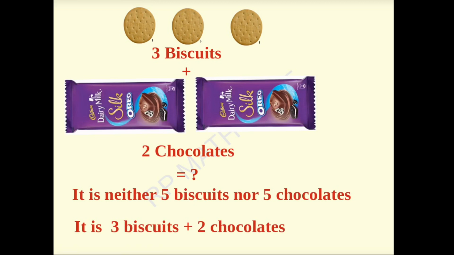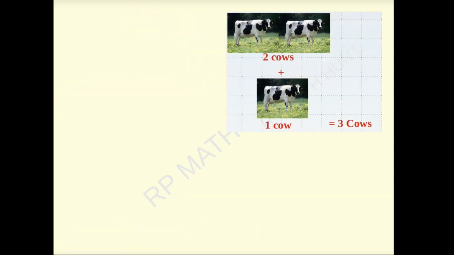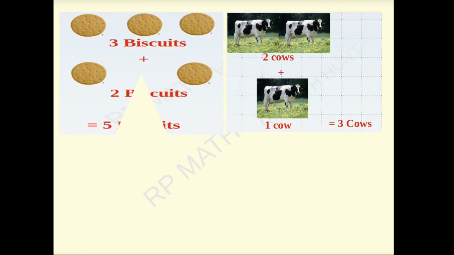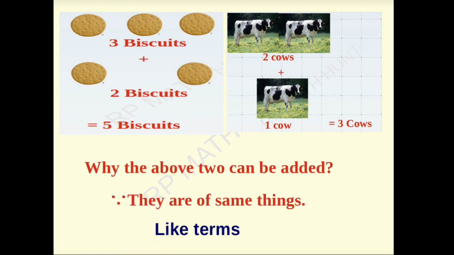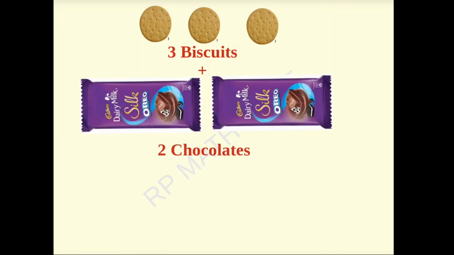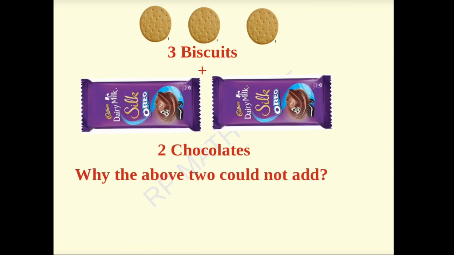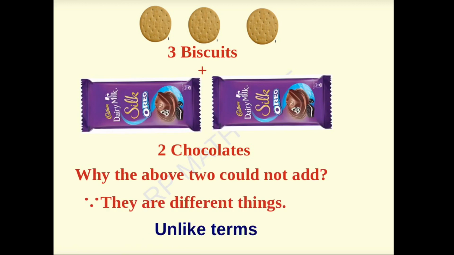Now, observe what we have observed previously. 2 cows plus 1 cow is equal to 3 cows. 3 biscuits plus 2 biscuits, 5 biscuits. Why? The above 2 can be added. Yes, they are the same things. They are called like terms. And again in this example, 3 biscuits and 2 chocolates. Why? The above 2 could not be added since they are different things. So they are called unlike terms.